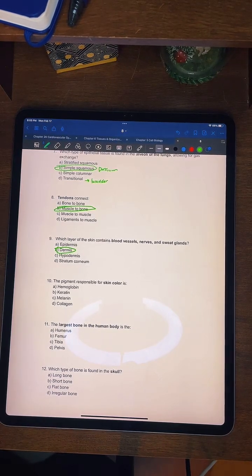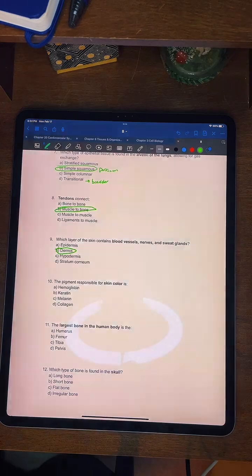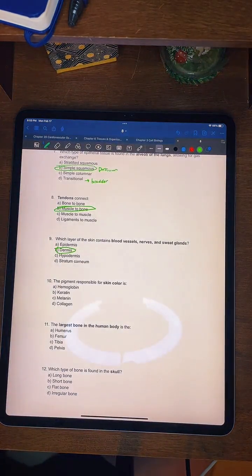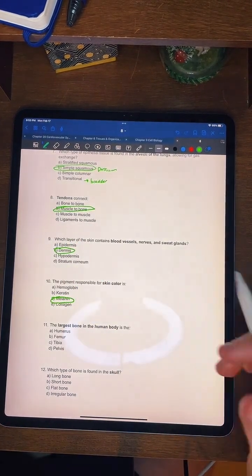My first practical was tomorrow, and integumentary will be on there for sure. Good luck. Adipose is a cushioning. It is, adipose is just fat tissue or whatever. 10 is C, melanin. You guys are awesome.